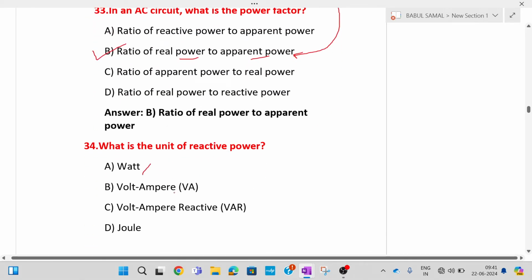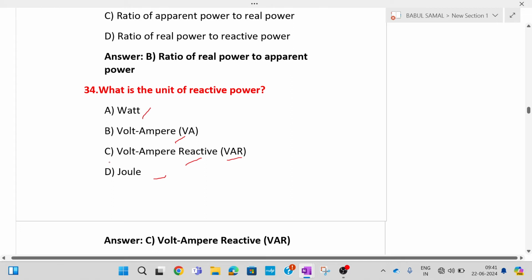What is the unit of reactive power? Options are watt, volt, ampere reactive, var, and joule. So the correct answer is volt ampere reactive. Shortly, it is denoted by var, and the abbreviation stands for volt ampere reactive. So the reactive power unit is var.